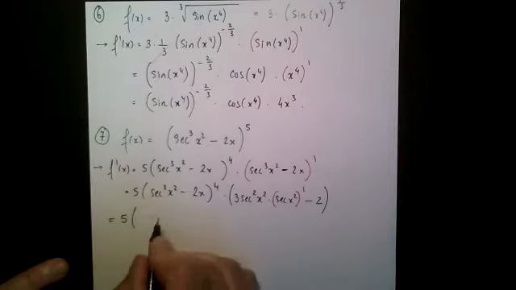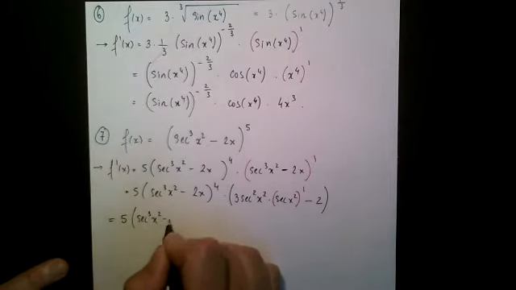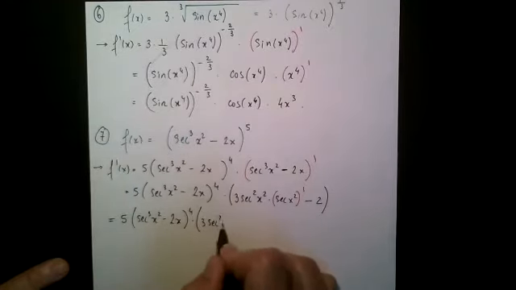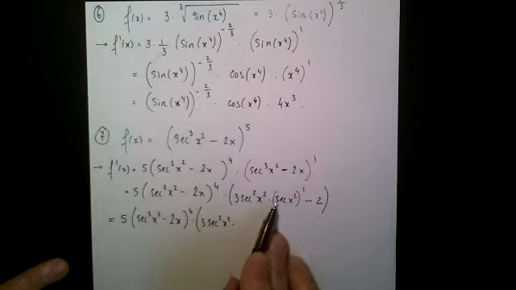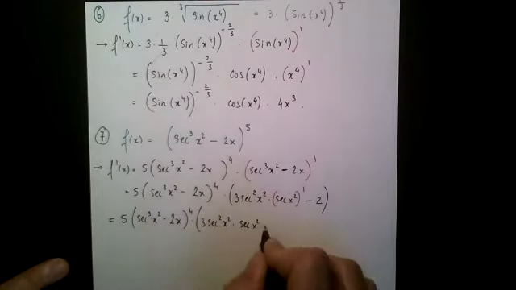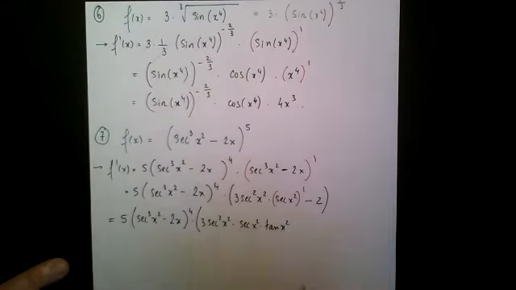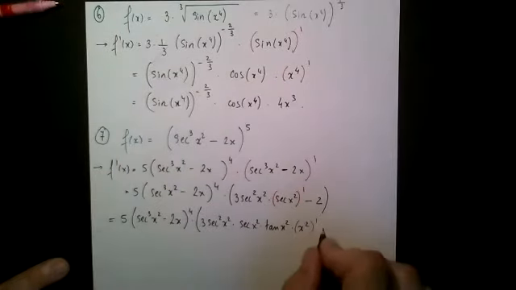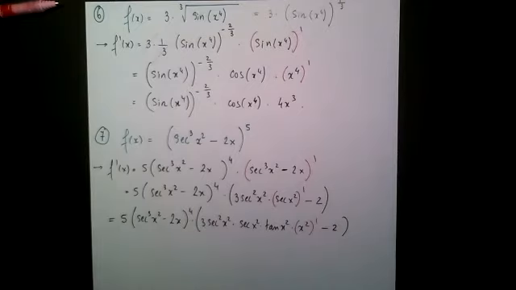Okay, so 5 times secant cubed of x squared minus 2x to the power 4 times 3 times secant squared of x squared times, and the derivative of secant is secant times tangent times the derivative now of the x squared. Okay, so a lot of steps in this one. And this I don't touch anymore.